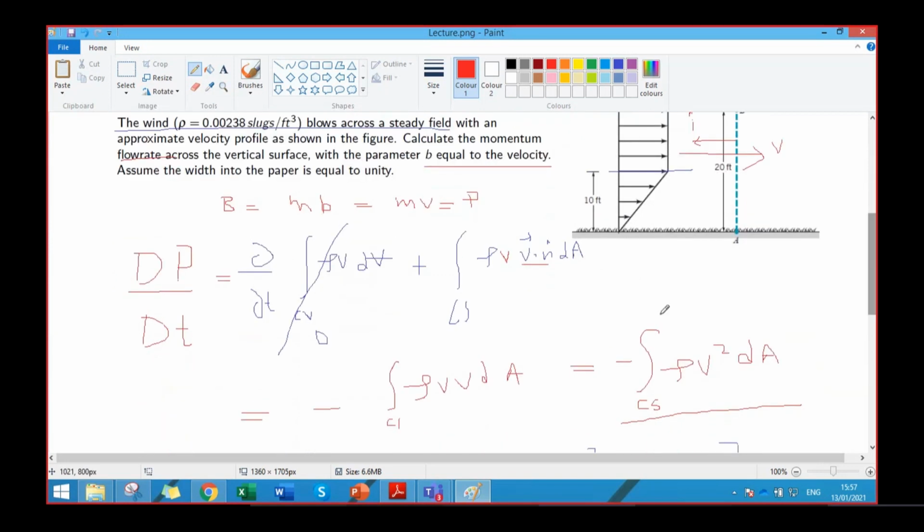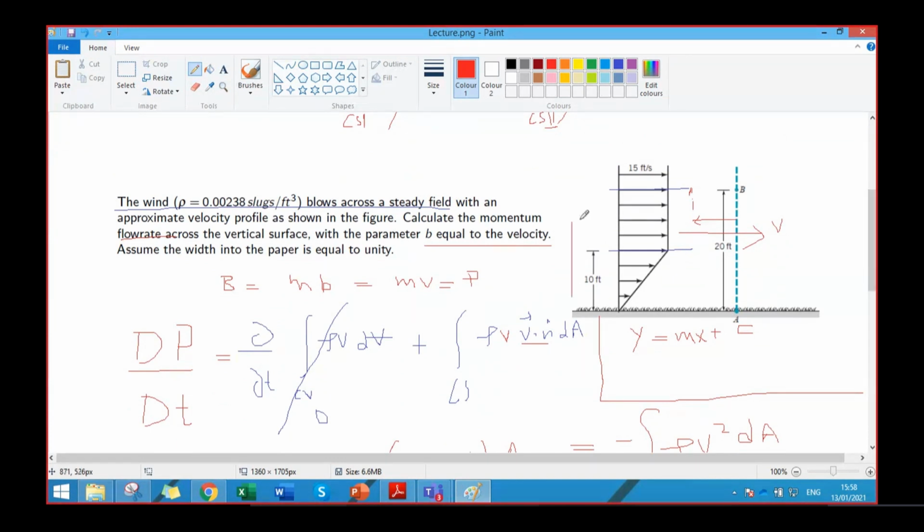Slope, equation of line. We know that simply y equals mx plus c. If I define this as the y coordinate and this as the velocity coordinate, this would be y equals m v plus c, right? So first we need to know this slope m.